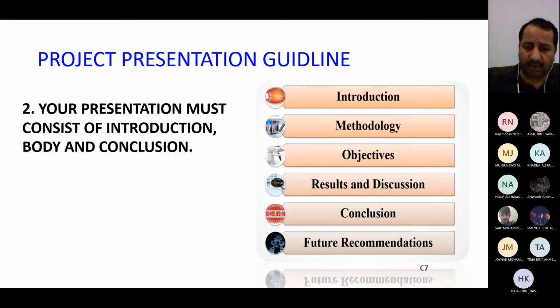As I mentioned here, we are talking about the project structure and the presentation at the same time. So it's supposed to contain introduction, methodology, objectives, results, discussion, conclusion, and future work. It's like what I mentioned regarding the structure of the thesis. 5 chapters: starting from introduction, chapter 2 theory and literature survey, chapter 3 research methodology and experimental setup, chapter 4 results and their analysis or discussion, chapter 5 conclusions and future work.